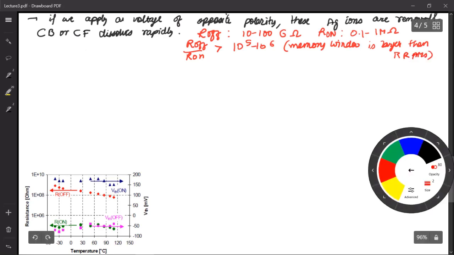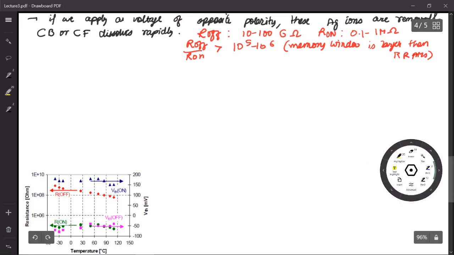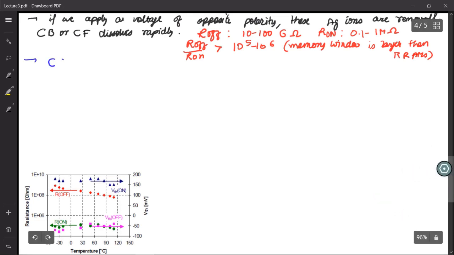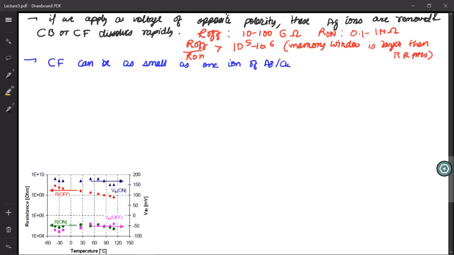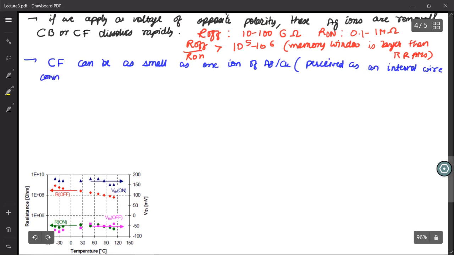So now let us discuss the conductive filament over here. The conductive filament or the conductive bridge can be as small as one atom or one ion of Ag or copper, right? Even that will lead to a conduction. So it is usually perceived as an internal wire which connects the two electrodes.